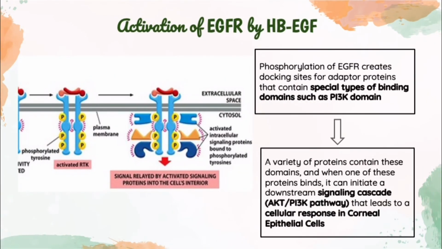Phosphorylation of EGFR creates docking sites for adapter proteins that contain a special type of binding domain, such as the PI3K domain. A variety of proteins contain this domain, and when one of these proteins binds, it can initiate a downstream signaling cascade, such as the AKT or PI3K pathway, that leads to a cellular response in the corneal epithelial cells.